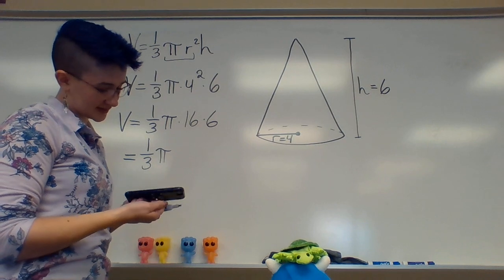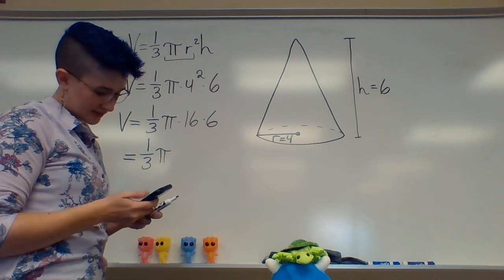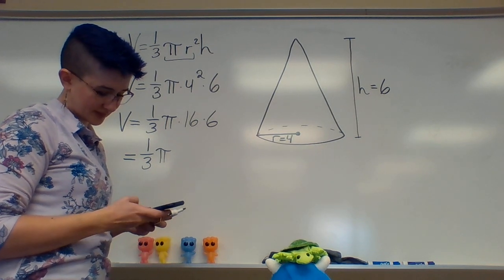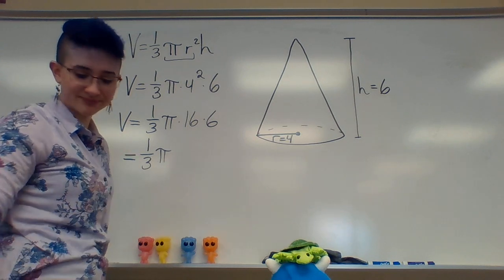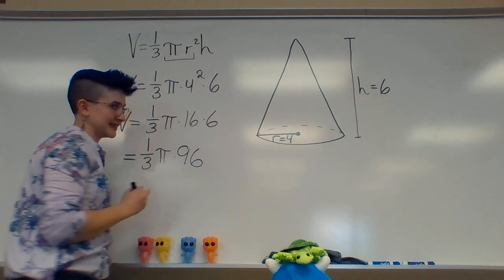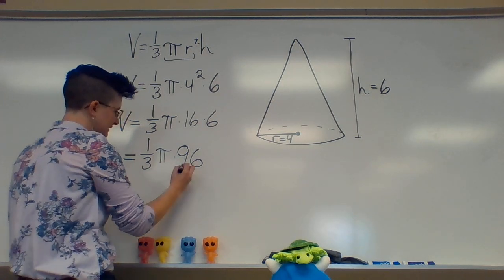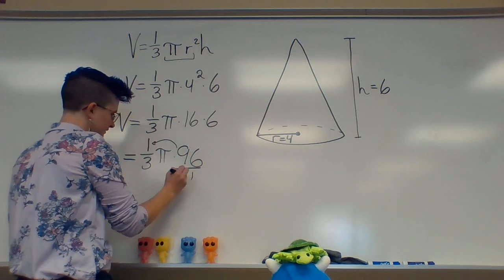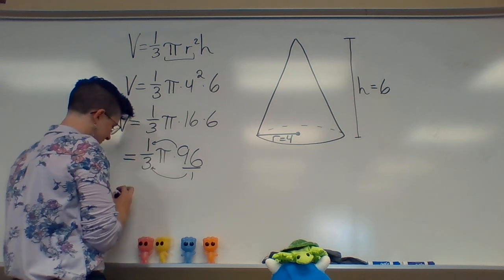But I'm being lazy today, because I've made a lot of videos. I'm going to use a calculator. Answer is 96. 16 times 6 is 96. So just like the last video, we're going to skip the pi for now. Okay? Multiply around the pi.